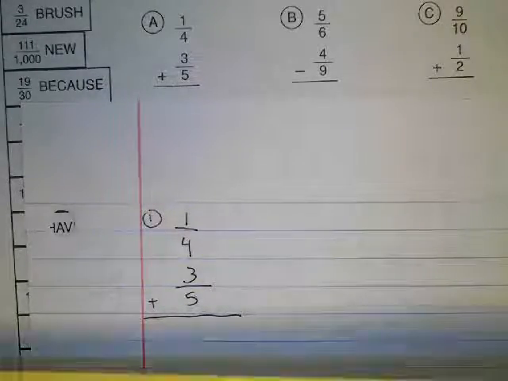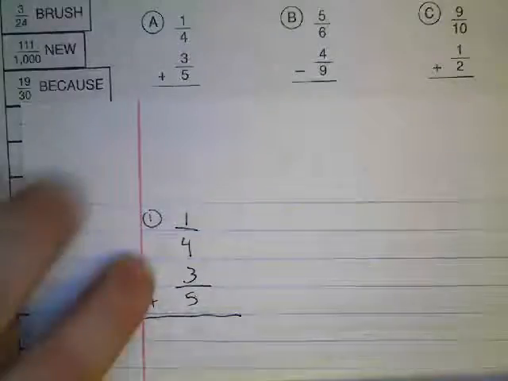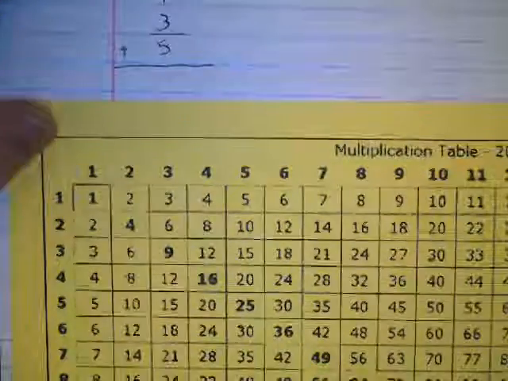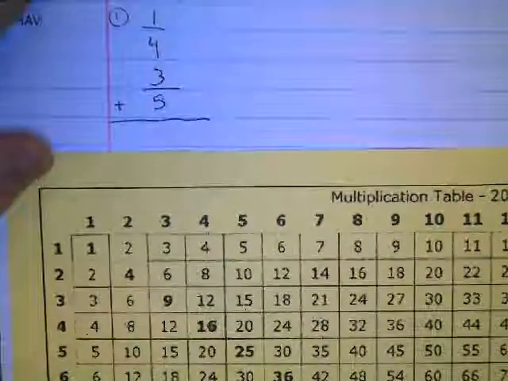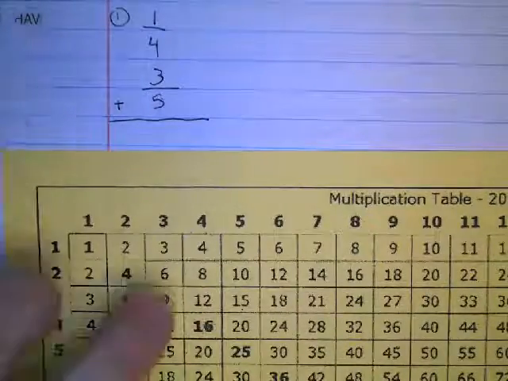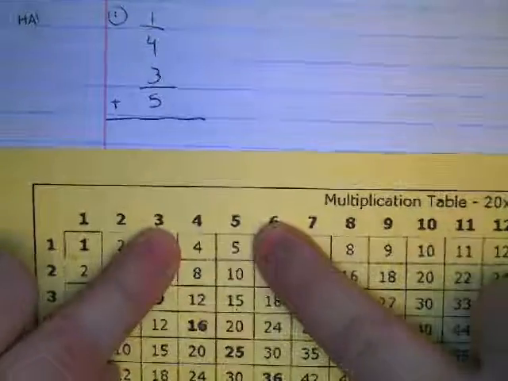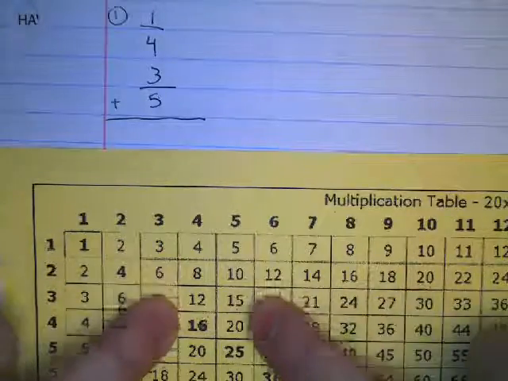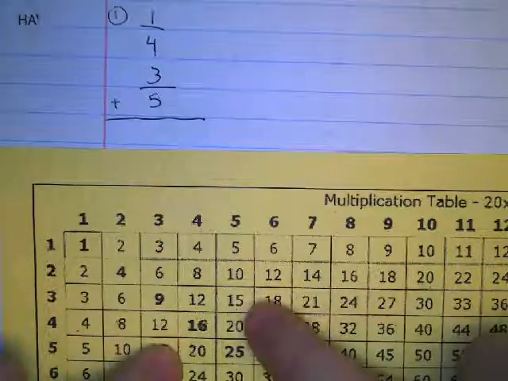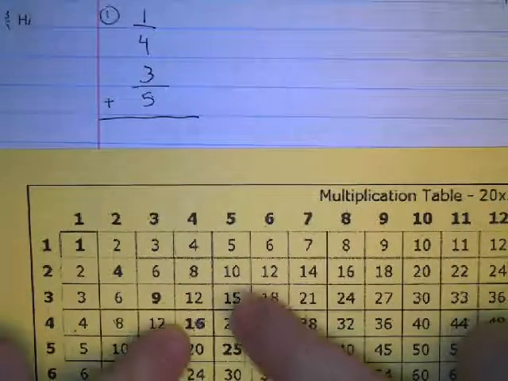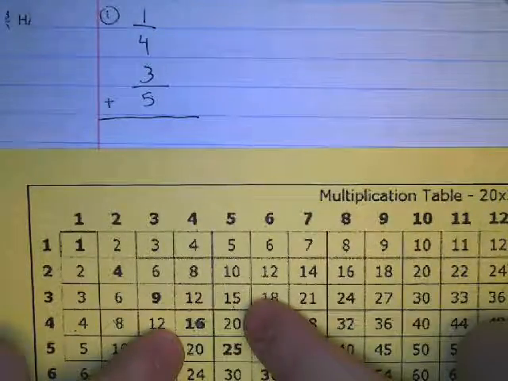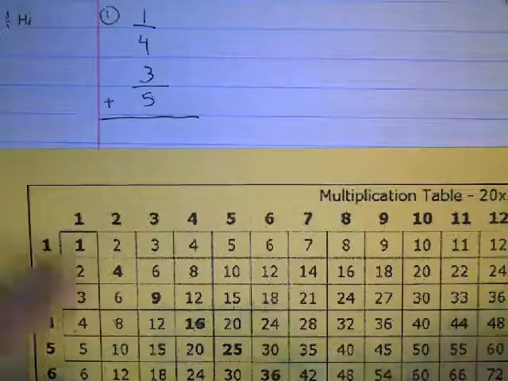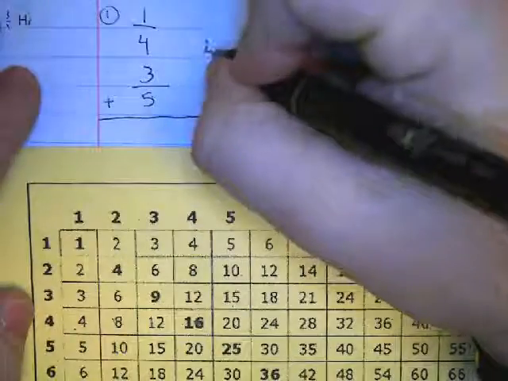To do that, I can go to my multiplication chart, and I'm looking for 4 and 5. If I go down 4 and 5, do I see the same number? Well, if I just track down 4 and 5, I have 4 and 5, 8 and 10, 12 and 15, 16 and 20, 20 and 25. So they both have a 20. So that can be their common denominator. 4 and 5's common denominator is 20. So I'll make my new denominator 20.